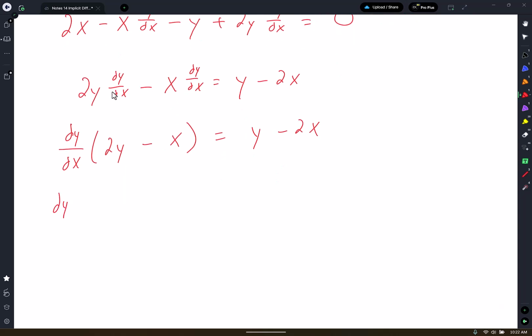So dy/dx, that's a d there, equals (y minus 2x) over (2y minus x). Nothing cancels. Don't cancel anything out. It's not a product. All right, are we still okay?